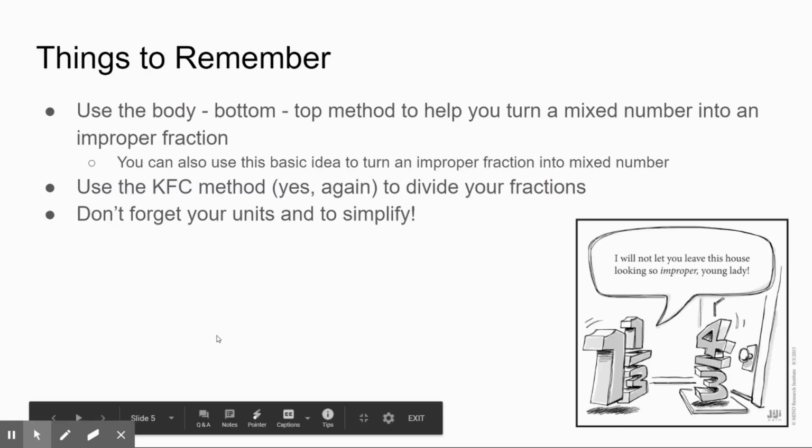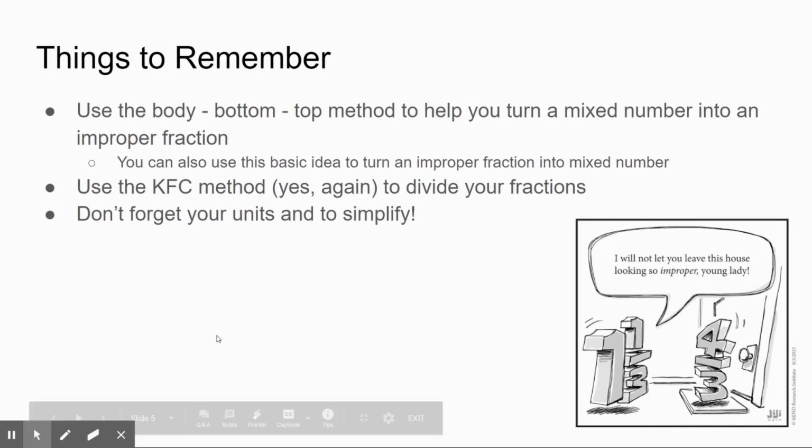Ready to go. Things to remember about dividing with mixed numbers. Use the bottom body top method to help you turn a mixed number into an improper fraction. You can also use the same idea to go from an improper fraction into a mixed number. It's just telling you how many wholes you have in that improper fraction. Use the KFC method, again, to divide your fractions, just like we've been doing in the other two videos, in 1.4 and 1.5. And then finally, don't forget your units, and don't forget to simplify. Those are always super, super important things.